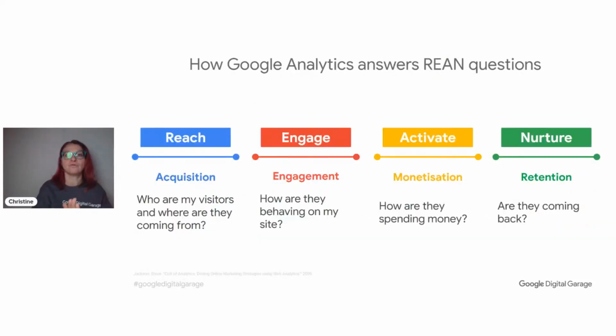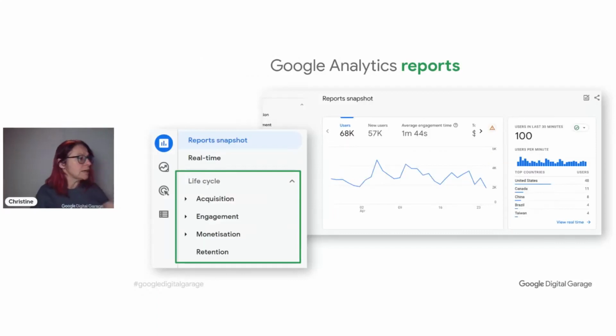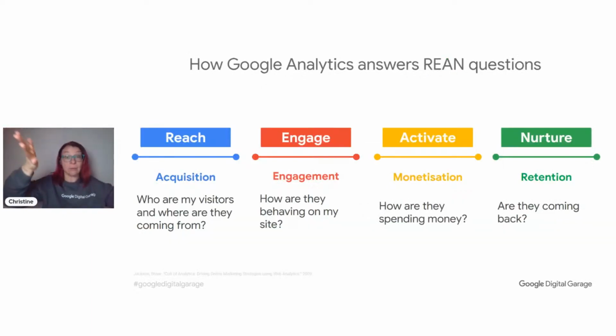Now, remember, we had those reach questions. We're reaching out, we're engaging, we're activating, maybe we're nurturing. The Google Analytics reports can help you at pretty much every stage. So your reach questions tend to be about acquisition. Here you can see on this menu that appears on the left-hand side, when you move your mouse over, these icons expand out and you get these menu options: acquisition, engagement, monetization, and retention. And they help you follow your funnel.